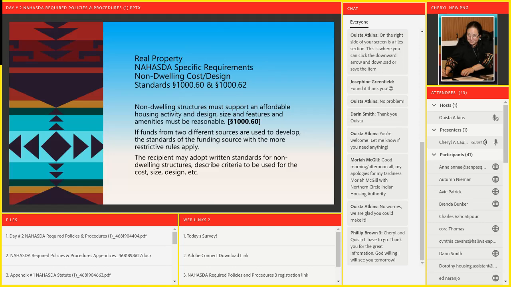Non-dwelling structures must support an affordable housing activity and design. Size and features, amenities have to be reasonable. You can find and read about that at 1060. If funds from two different sources are used to develop, the standards of the funding source with the more restrictive rules actually apply. So the recipient can adopt written standards for non-dwelling structures, describe criteria to be used for the cost, the size, and the design.